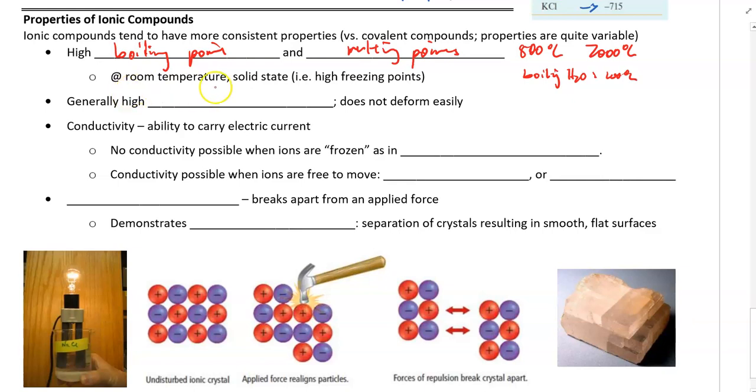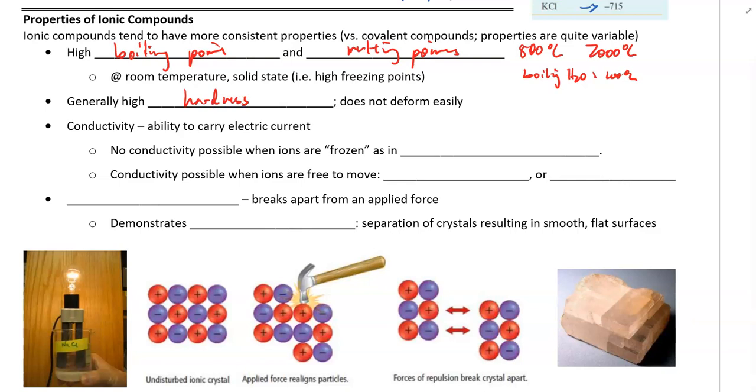Also, at room temperature, most of them are in solid states. We can generally expect ionic compounds to be solid state. Why is that? Because room temperature is kind of cold when it comes to ionic compounds. So basically, we have high freezing points too. Right? It does not freeze at low temperatures like we're used to. Generally, it also has high hardness, right? These don't really deform very easily, unlike some other things that might be a little bit more malleable.